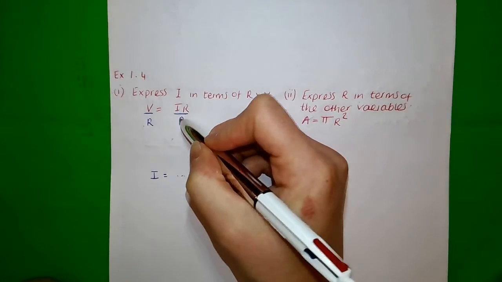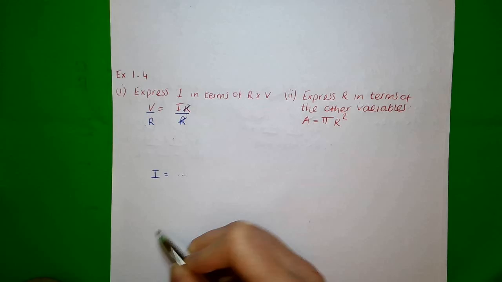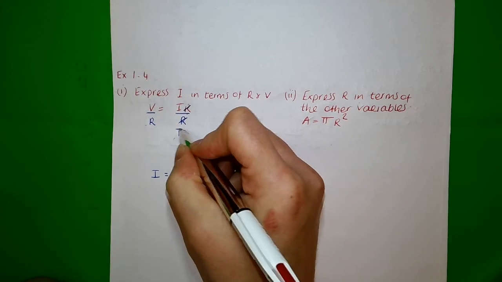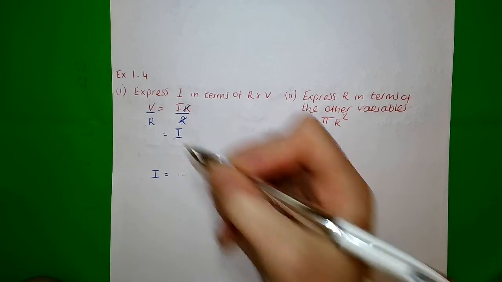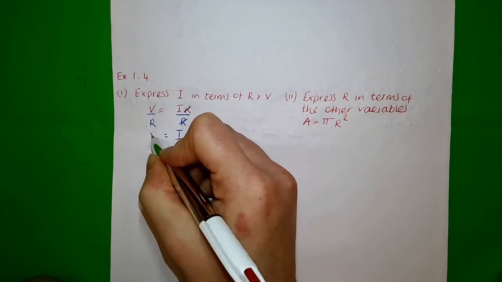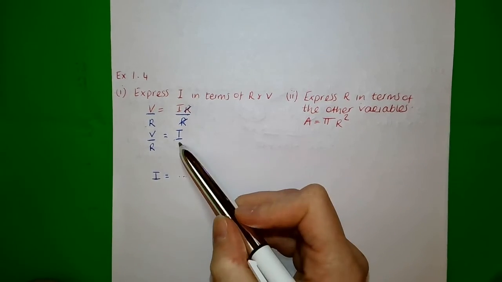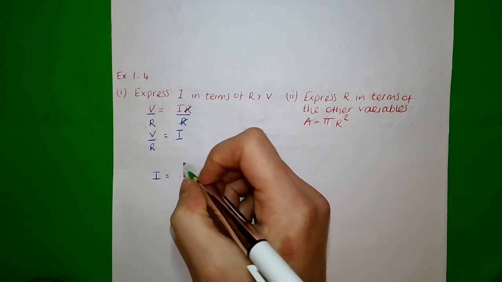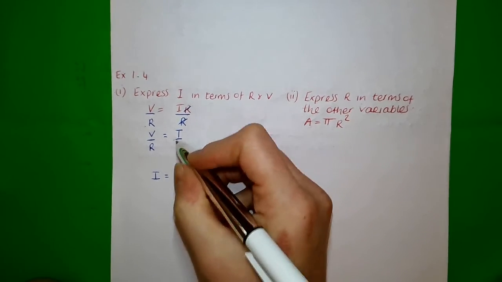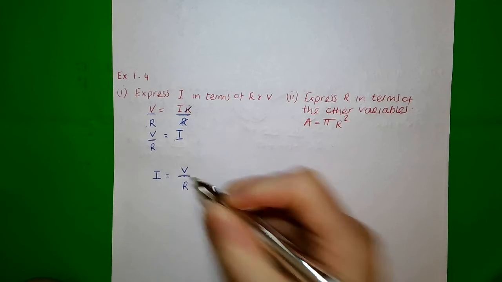Okay, R divided by R is actually just 1. So the R's have cancelled there and you're just left with I on that side. And then V over R on the left hand side. Now I know we wanted I equals, so it's easy to just flip these over, so we can say I equals V over R.